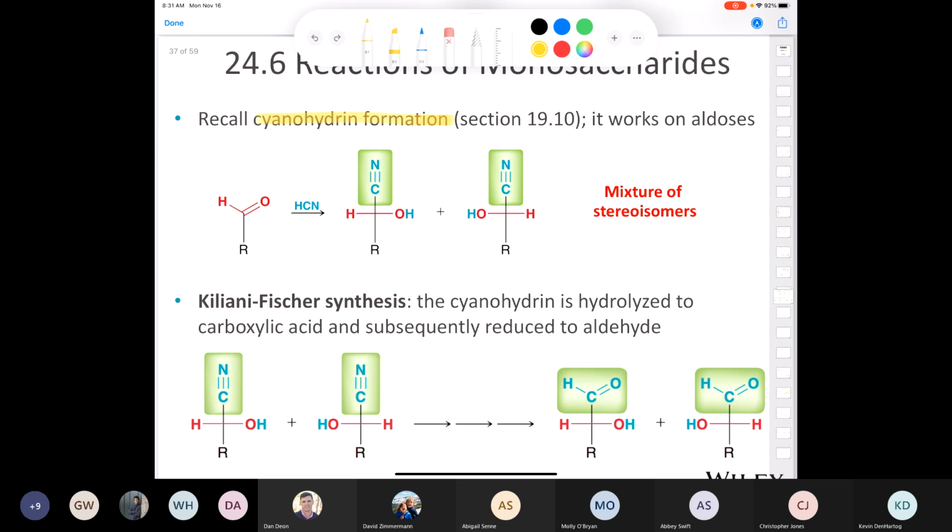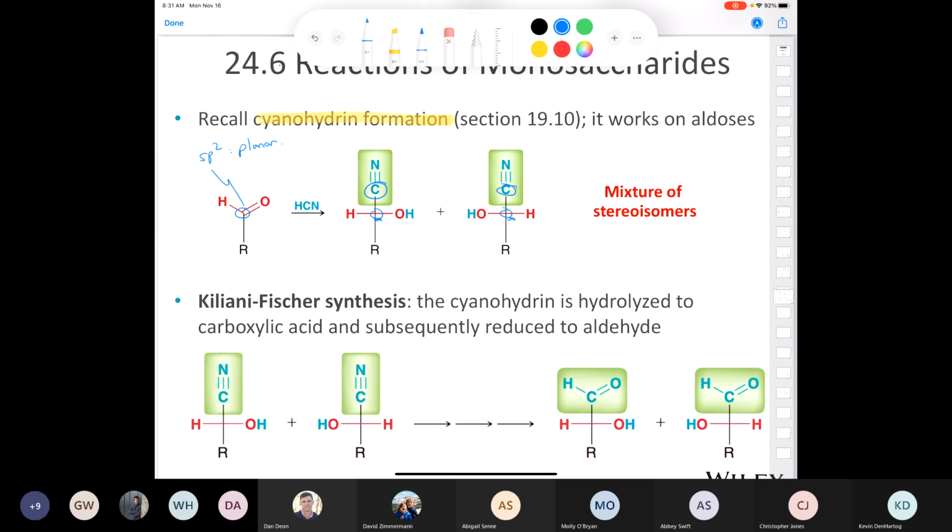But remember, this carbon here is sp2 hybridized. Therefore, it is planar, and so the nucleophile is going to be able to attack from either side. And you end up with a mixture of stereoisomers at this chiral center here. Now, the Killiani-Fischer synthesis takes that cyanohydrin. Look, what have you done? You've added a carbon to the molecule. Here you have one carbon, and you add a second carbon.